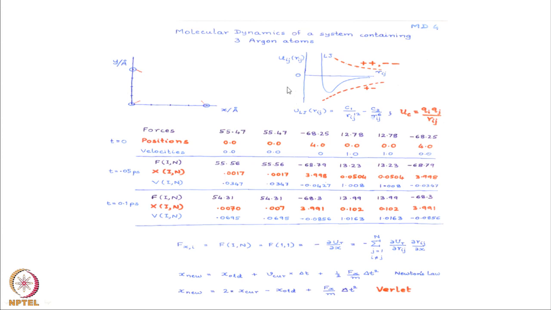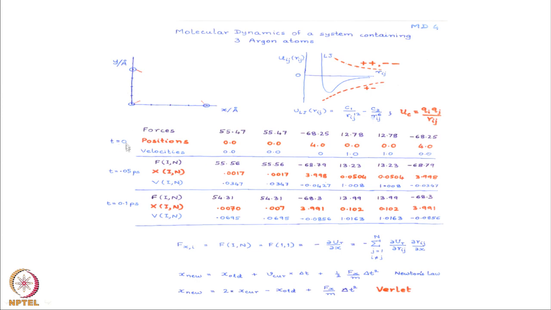So, now this is a typical example of a molecular dynamics. This is just to give you a feel. So far we have only talked of concepts. Now, let us take a real example. What I have done here is I have taken a 3 particle system. In this there are 3 particles, one at the center, one along the y axis, one along the x axis.